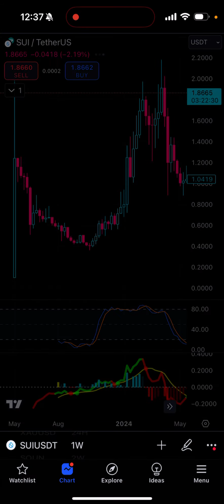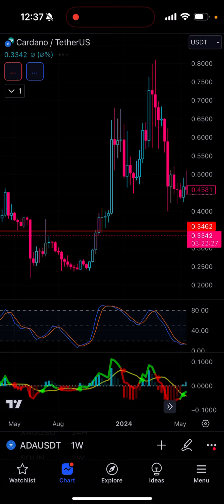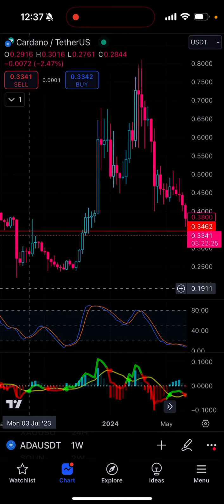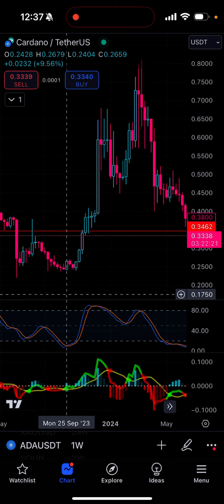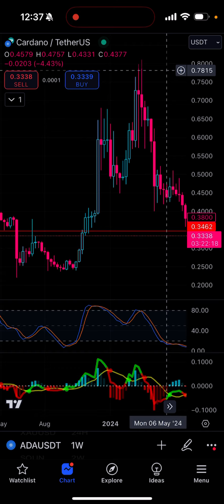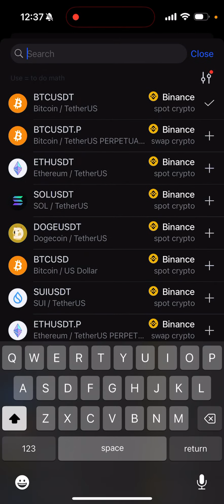Let's go with ADA. Let's just go with all these random coins, man. Again, ADA, you would have bought at the close of 28 cents. You would have bought it again at the close of 26 before it ran up to around 78 cents. That's like a 300% gain.